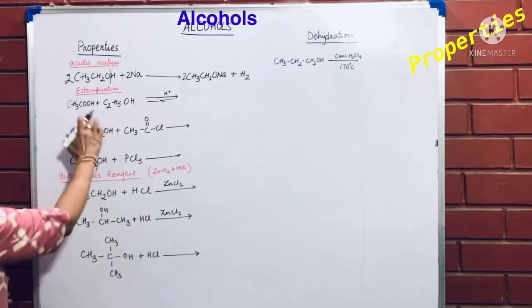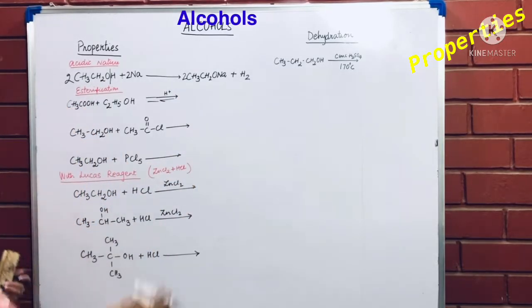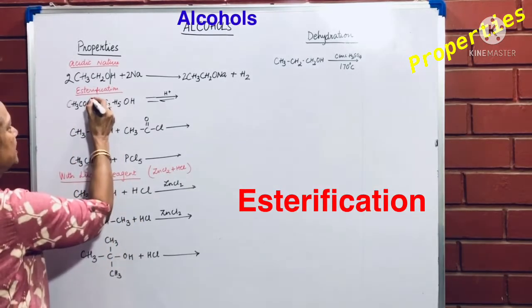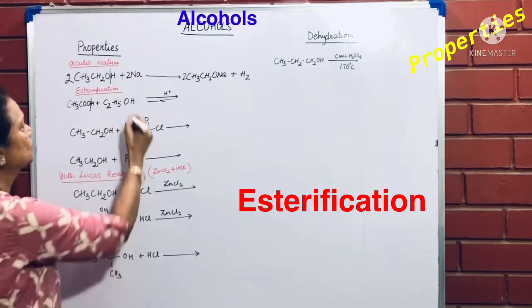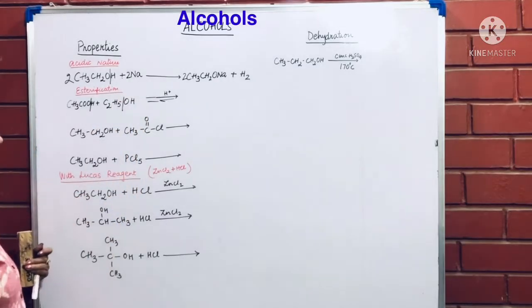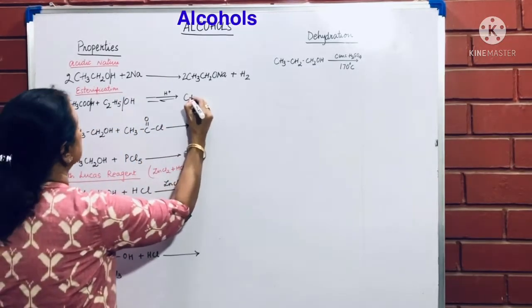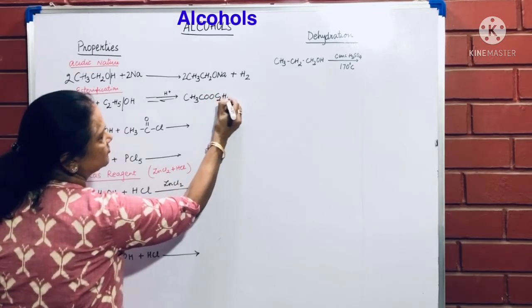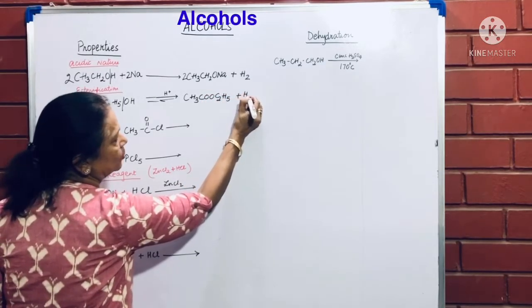Right? Now esterification is alcohol and acid give you esters. So H plus ions from the acid, OH minus ions from the base. So it gives you CH3COOC2H5 plus what?